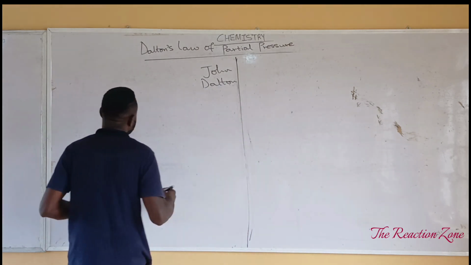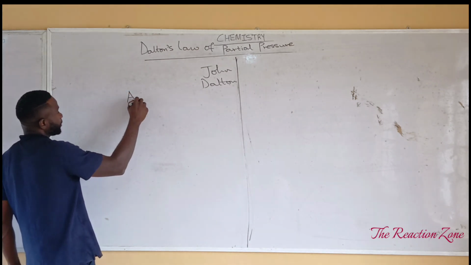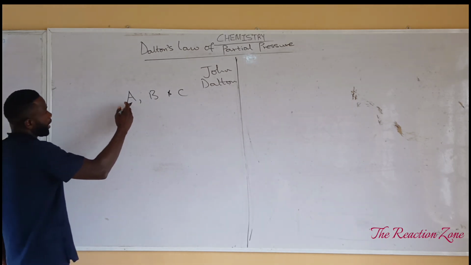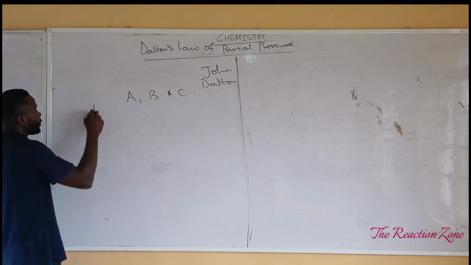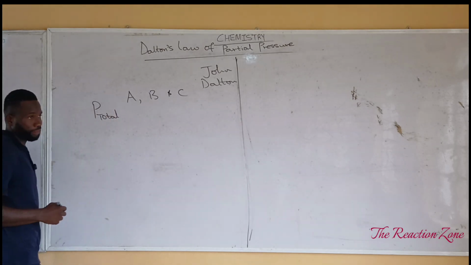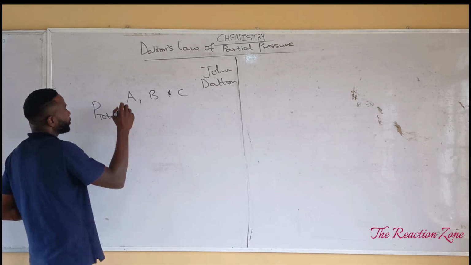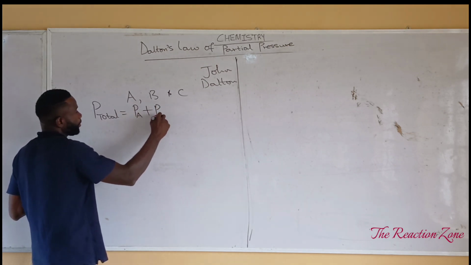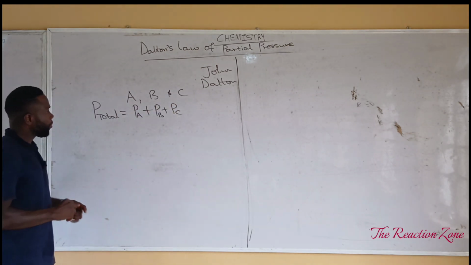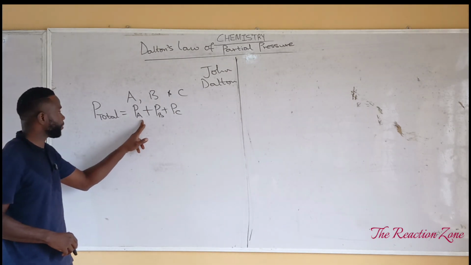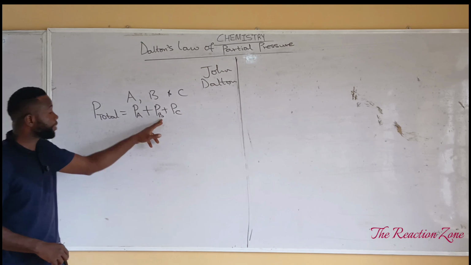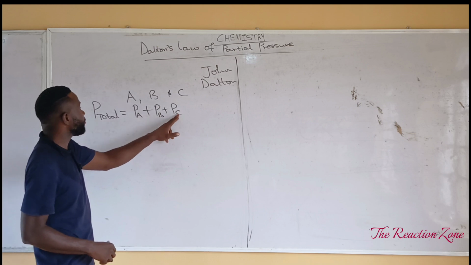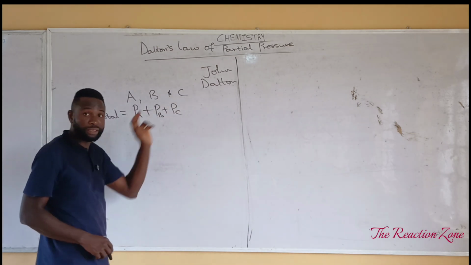What this means mathematically is that if you have three gases, for instance, A, B, and C, and these are non-reacting gases, the total pressure of these three gases is going to be equal to the sum of the partial pressure of each of the gases, which is PA plus PB plus PC, where PA represents the partial pressure with respect to gas A, PB represents the partial pressure with respect to gas B, and PC represents the partial pressure with respect to gas C.